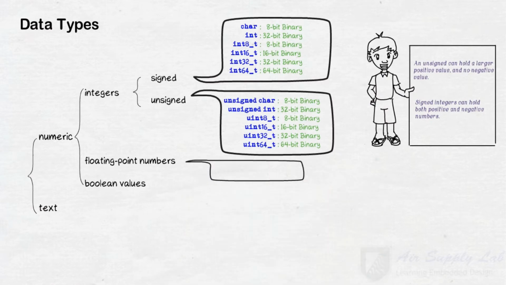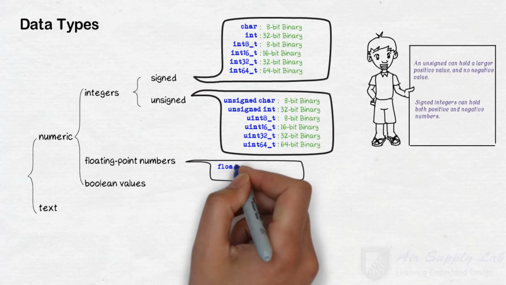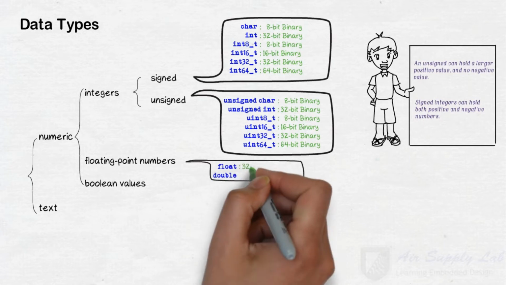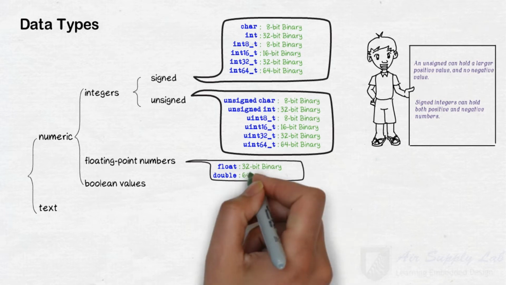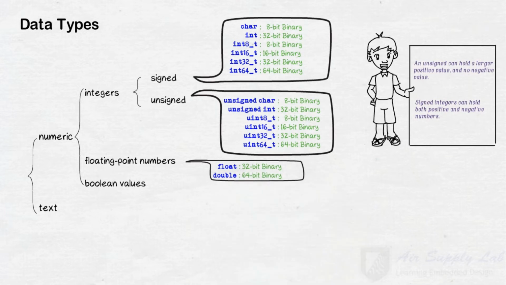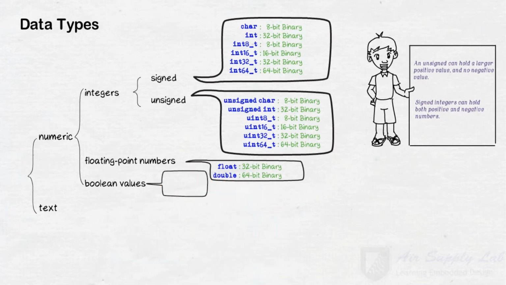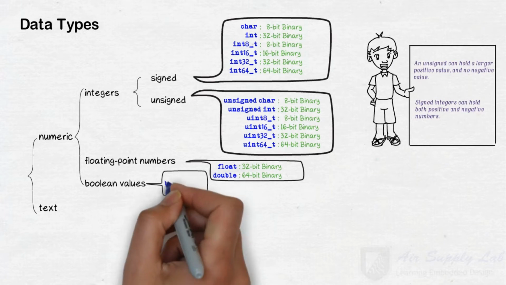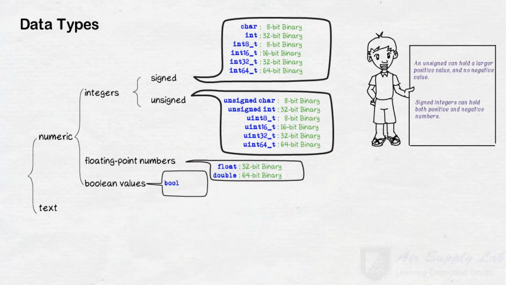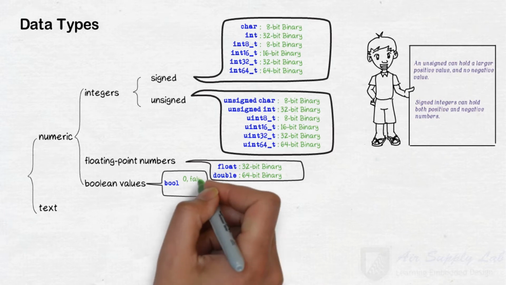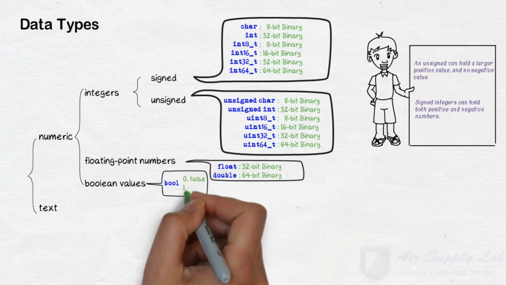In C, float and double are floating point data types. The float is a 32-bit binary floating point number, and the double is a 64-bit binary floating point number. A Boolean variable consists of 1 bit of data. 0 means false. 1 means true.